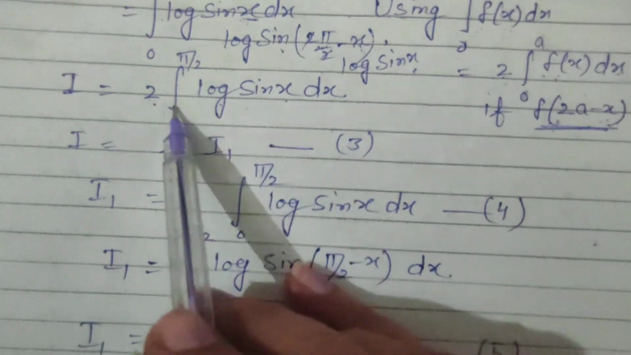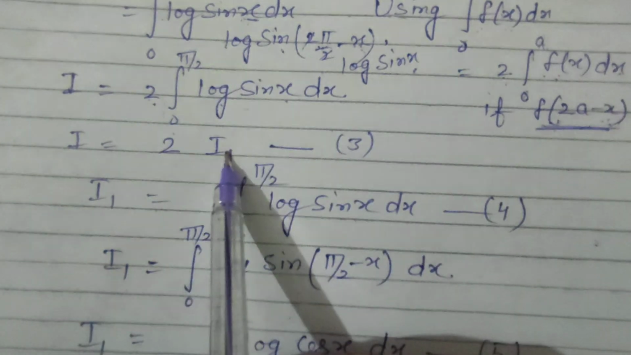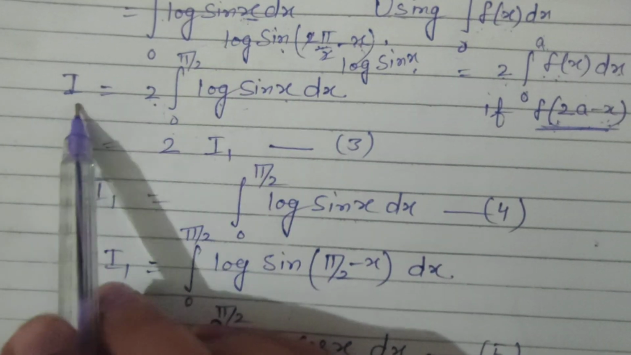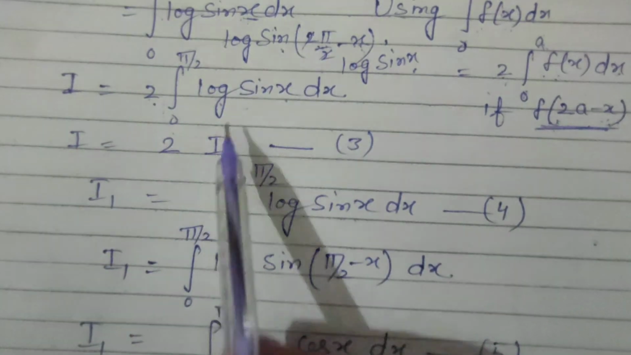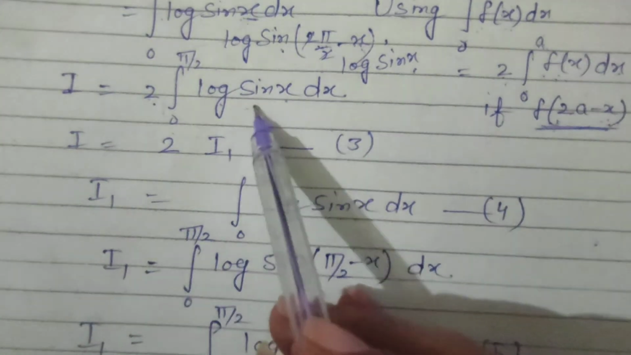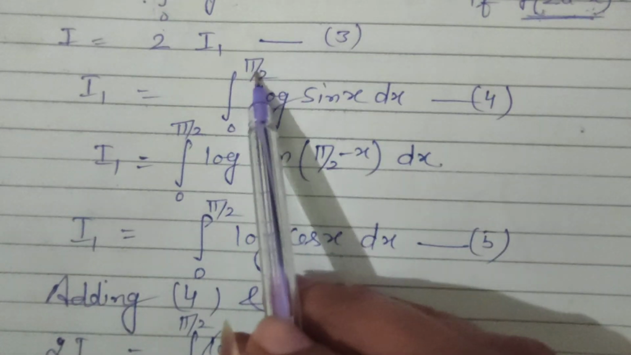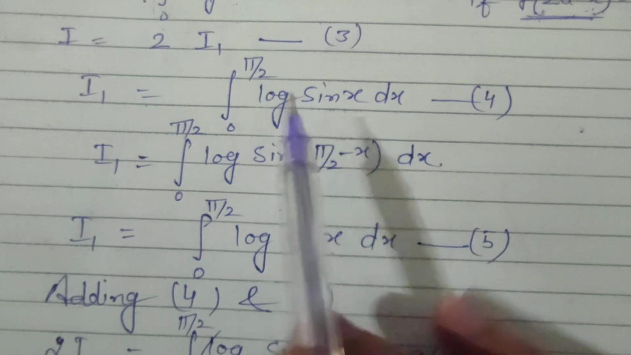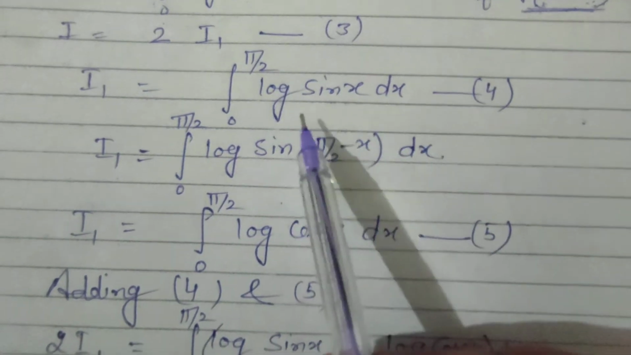Log sin x, we will take this as I1. We have to find the integration value of I, but we will take this as I1. So we will solve this separately and put it in. Log of sin x, limit is 0 to pi by 2. This is the same as the example given in your book. Same example, we will solve it.